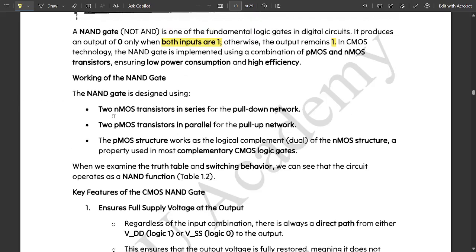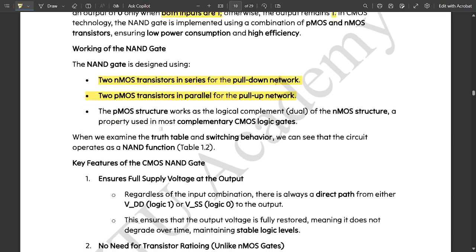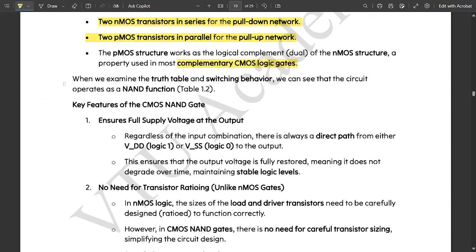The NAND gate is designed using two NMOS transistors in series for the pull-down network and two PMOS transistors in parallel for the pull-up network. The PMOS structure works as the logical complement, or the dual, of the NMOS structure, as is properly used in complementary CMOS logic gates. When we examine the truth table and switching behavior, we can see that the circuit operates as a NAND function. We will see the circuit diagram also in detail.